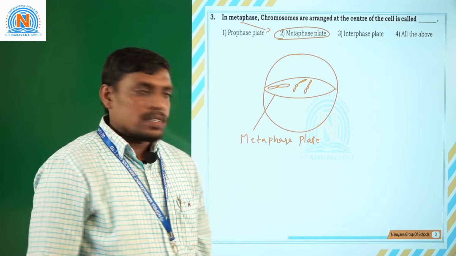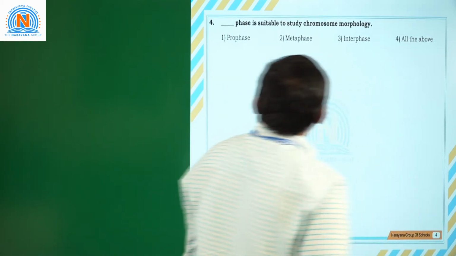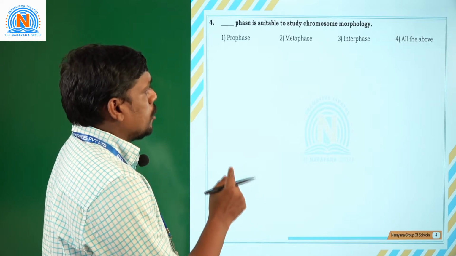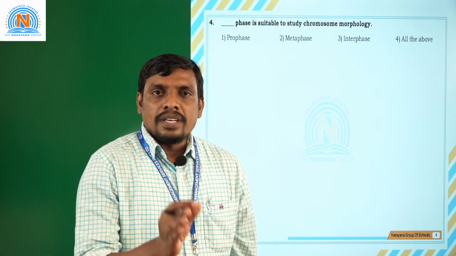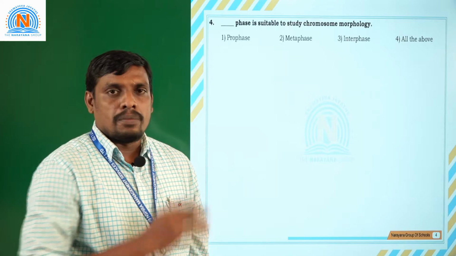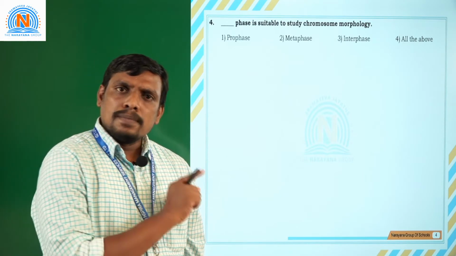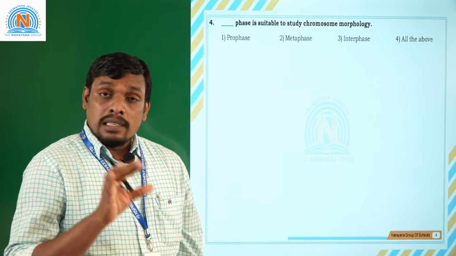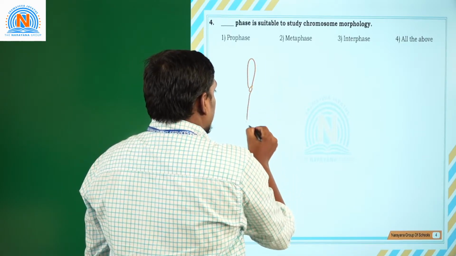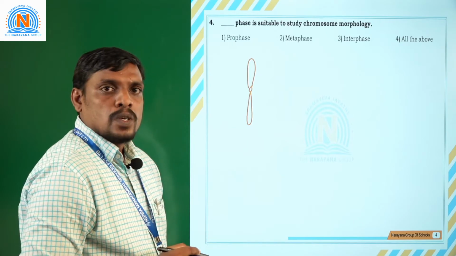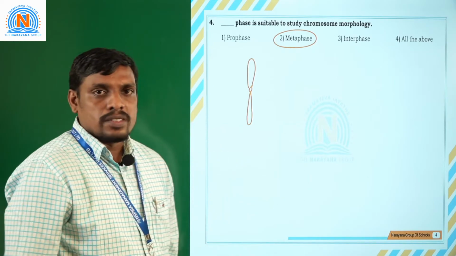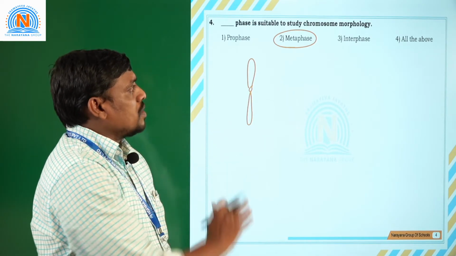Clear, children? Moving on to the next question. Let us see the fourth question. What is the fourth question? In dash phase, it is suitable to study chromosome morphology. During prophase, because of condensation of genetic material, chromosomes are formed. Isn't it? When the same cell enters into metaphase, what will happen? A clear structure of chromosomes appears, which means chromosomes are clearly visible under the microscope in the second stage of meiotic cell division. So, what is the second stage of meiotic cell division? It is definitely the metaphase, isn't it? So, the correct option for this is metaphase.